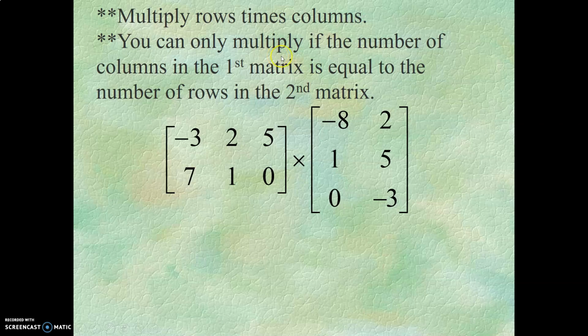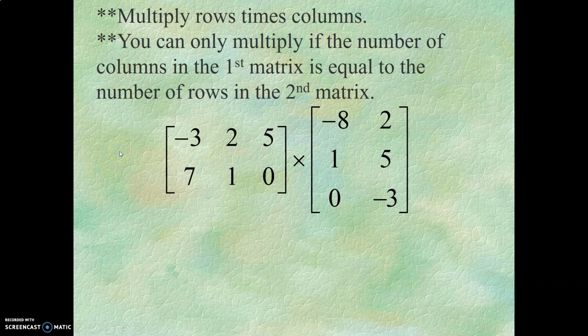Now you can also only multiply certain types of matrices together. Just like with addition and subtraction, you have to have compatible orders, but they're not necessarily going to be the same. So it says on this slide the number of columns in the first matrix has to match the number of rows in the second matrix.